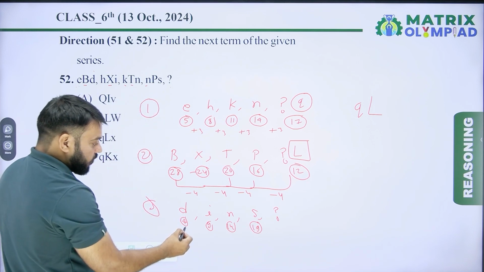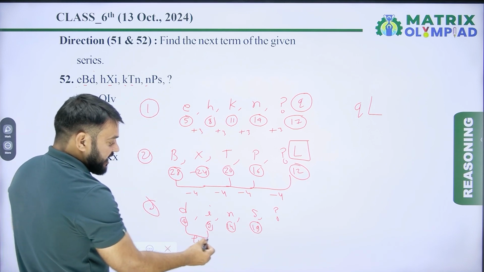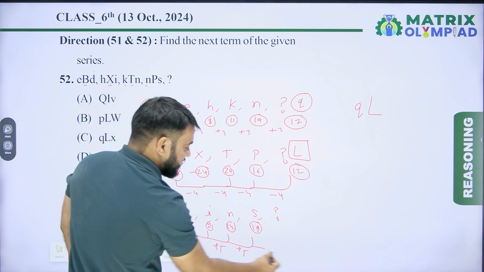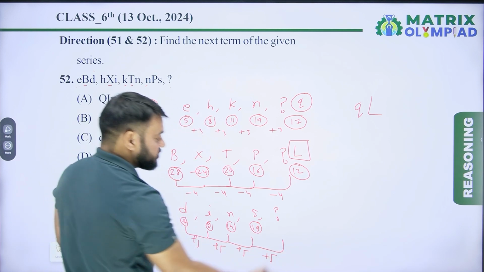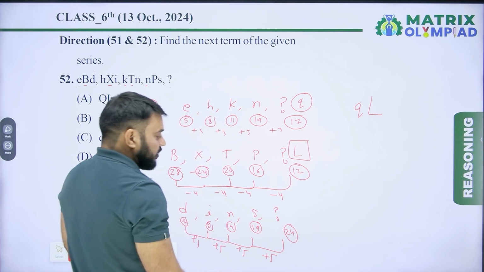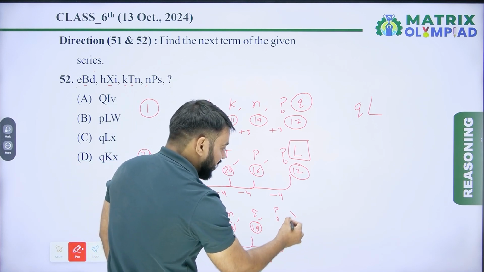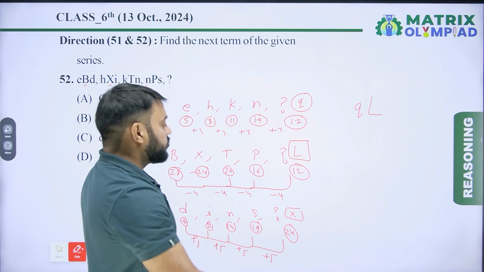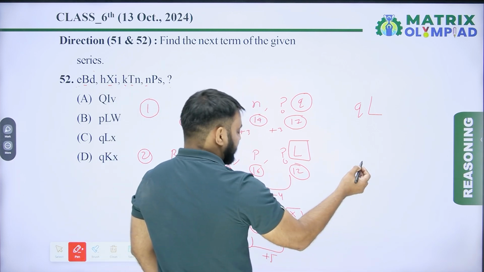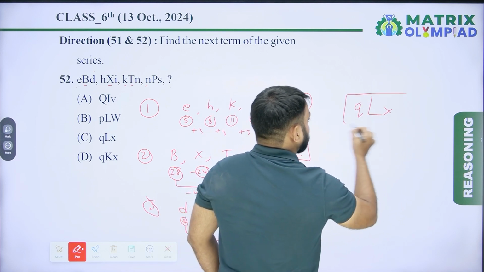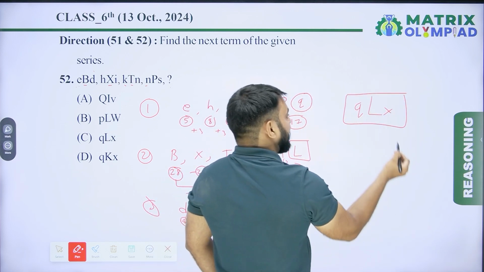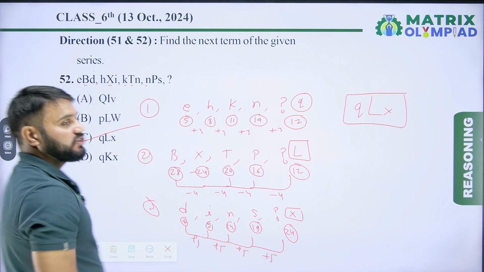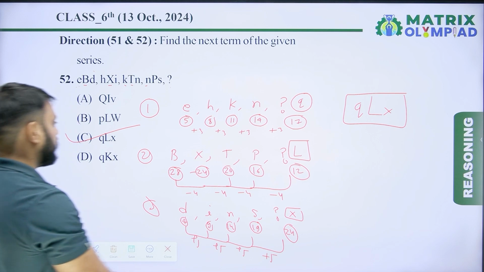So the pattern is 4 plus 5, it means 9. Now 9 plus 5, it means 14. 14 plus 5, it means 19. Similarly, 19 plus 5, it means 24. So here 24, it means small x, because the place value of x is 24 in the English alphabet. So the third missing alphabet is small x. So the missing term is small q, capital L, and small x. So now here option C is the correct answer of this question. So let's move on to the next question.